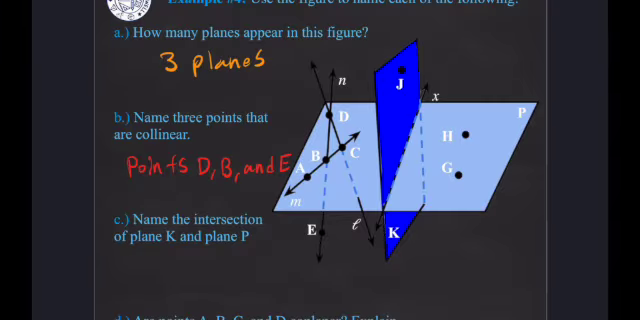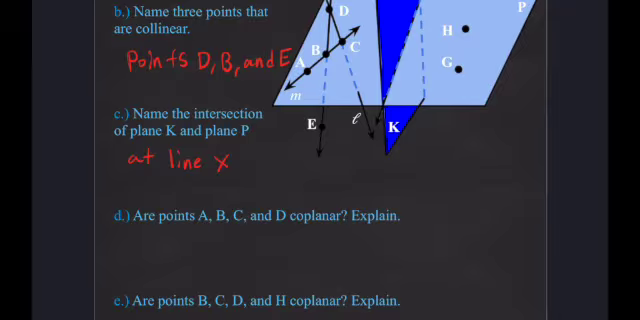Part C. Name the intersection of plane K and plane P. So these 2 planes intersect. Well, they intersect at line X, right? We show a line X right here. That's where they intersect. So the point of intersection, or the line of intersection, remember, two planes intersect, they create a line. Two lines intersect, they create a point. So where these intersect is at point, sorry, not point, I need to fix that, line X.